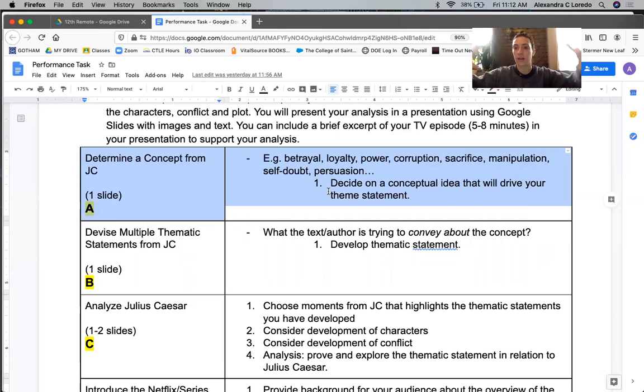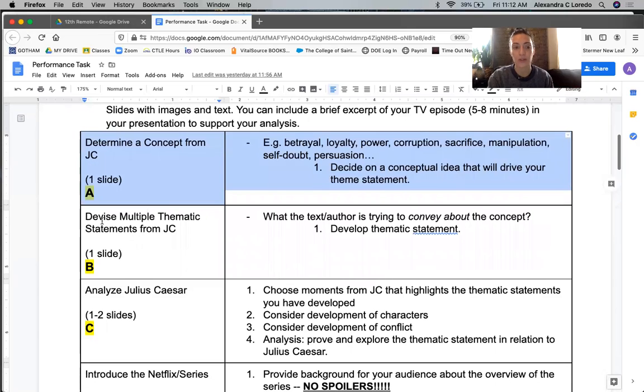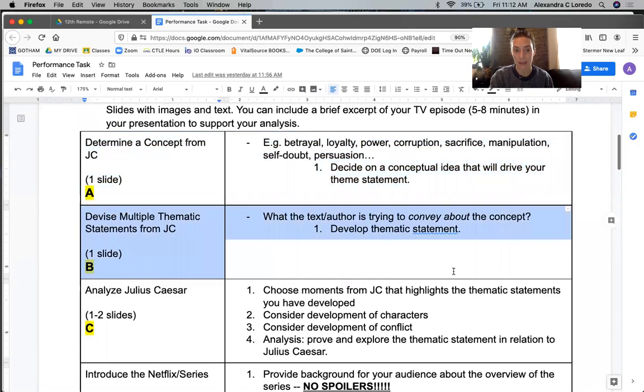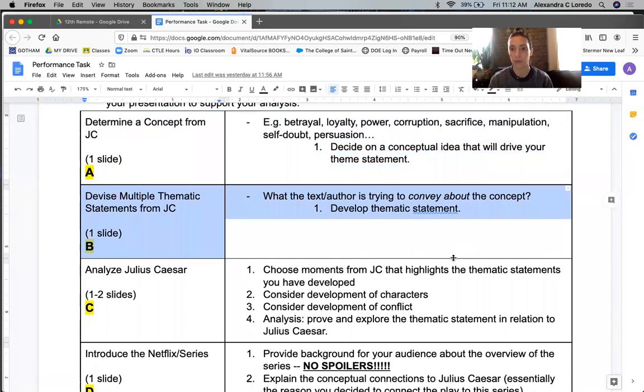You could put the word in big, bold letters if you want, because this is the word that's really driving the entire performance task that you're doing. Then you're going to devise a theme statement that reflects Julius Caesar, or the tragedy of Julius Caesar.